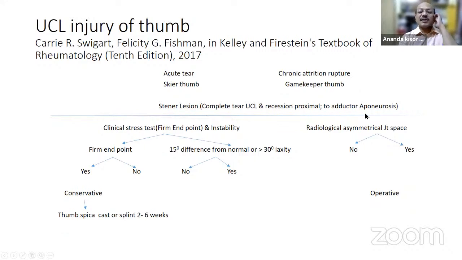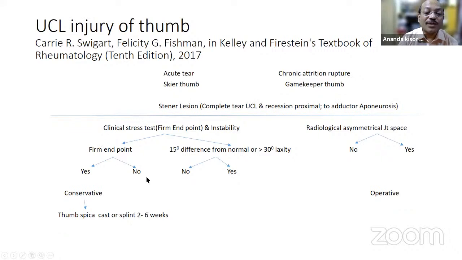So what is the approach to the ulnar collateral ligament of the thumb? You have to test clinically, you have to do the stress test. You have to check whether it is a firm endpoint or a soft endpoint, and also check the instability. If a firm endpoint is present, that means it is an incomplete injury. You make it conservative, whether a thumb spica cast or splint can be used. That is a thumb wrist splint, which should be used for 2 to 6 weeks, depending on the severity and the age.